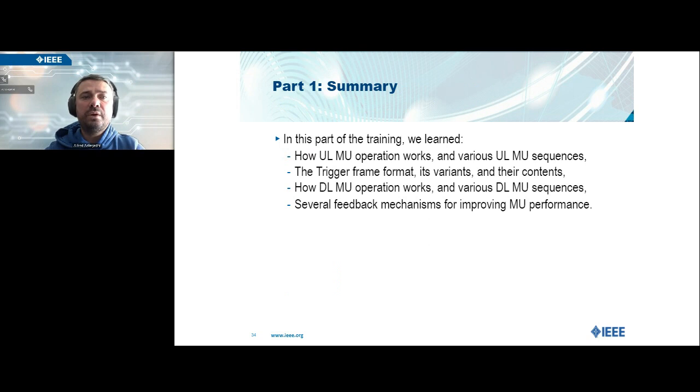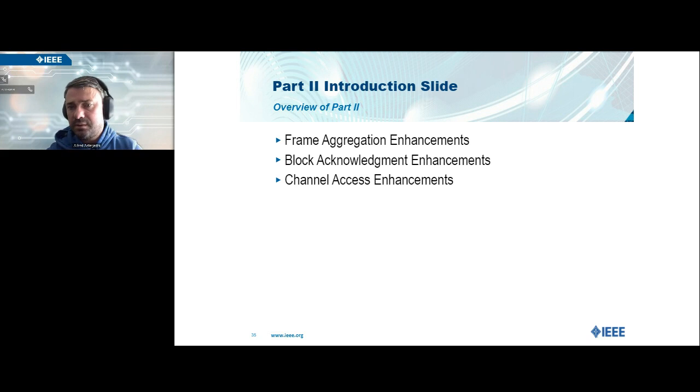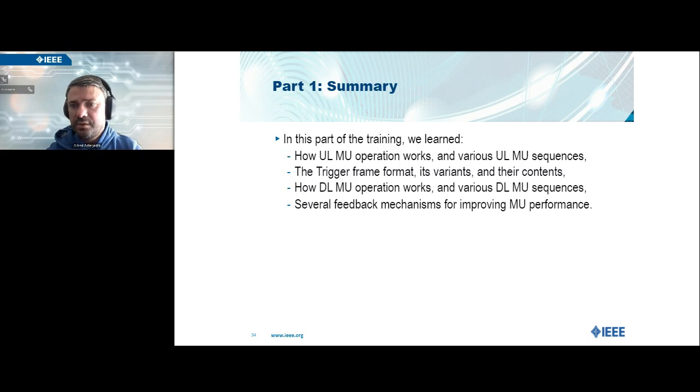So that is for part 1. We went over how uplink MU operation works and the various uplink MU sequences, and went over the detail of the trigger frame format, variants and contents, and then we continued with downlink MU operation and the various downlink MU sequences we have. And then we covered the general concept of the different feedback mechanisms that we have for improving MU performance. So I think that's it for part 1. I can see if there are any questions, and then we can take a break.